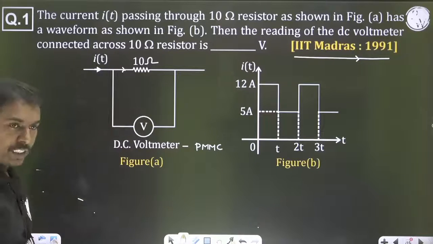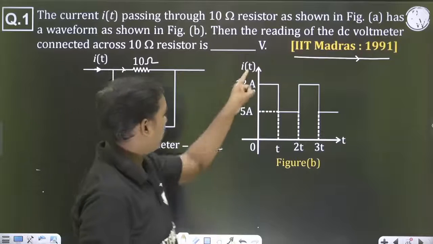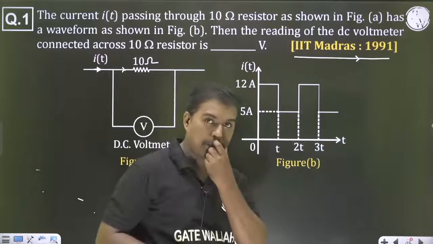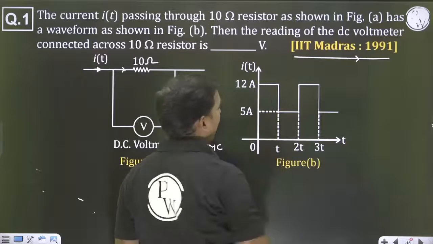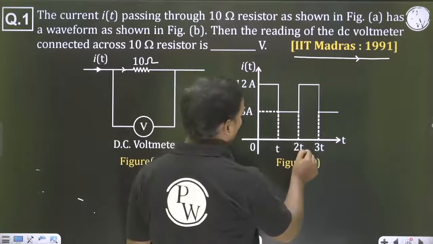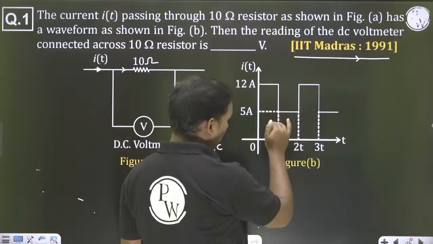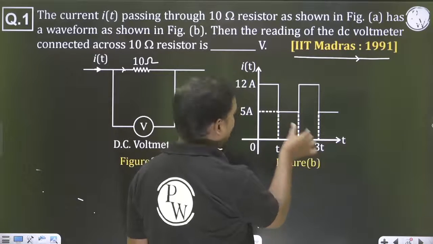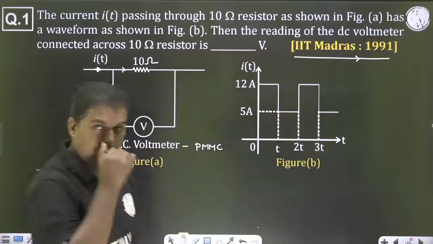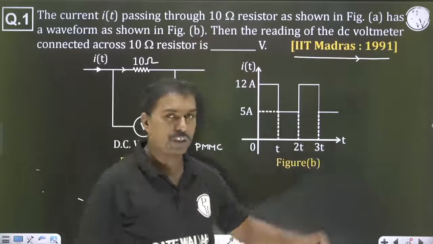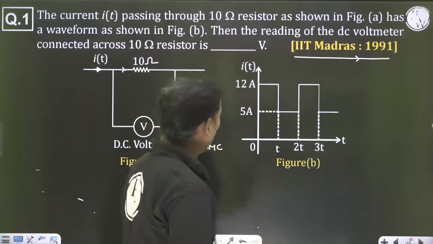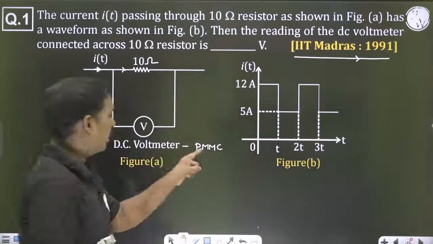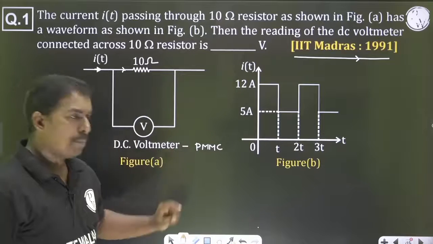Across this we have connected a DC voltmeter, and the current waveform is this: 12 amperes, 5 amperes. That means from 0 to t the current maintains 12 amperes, and between t to 2t it comes down to 5 amperes. Again from 2t to 3t it switches to 12 amperes, so it is switching between 12 and 5. First of all, we need the DC voltmeter, that is PMMC.